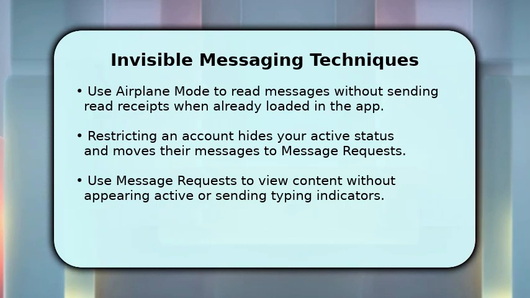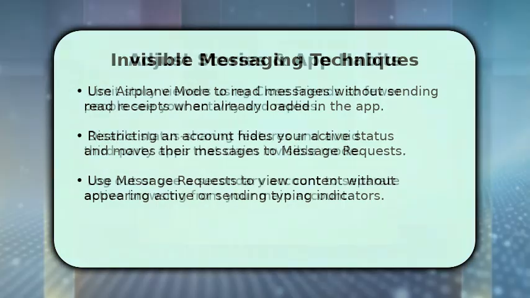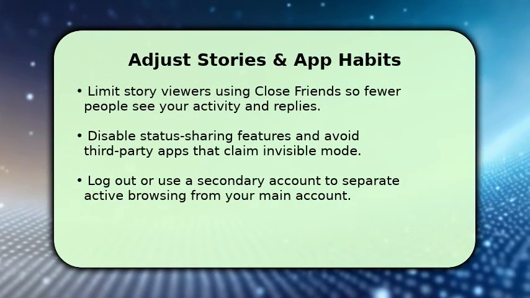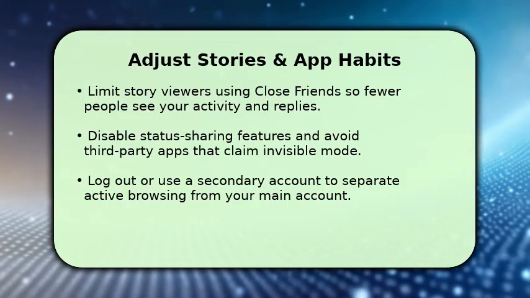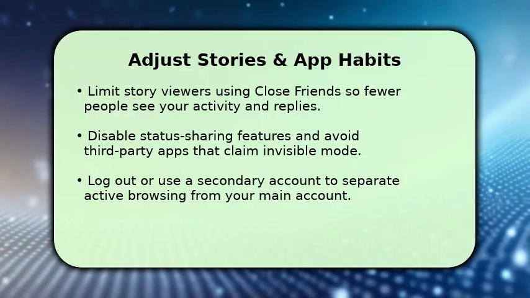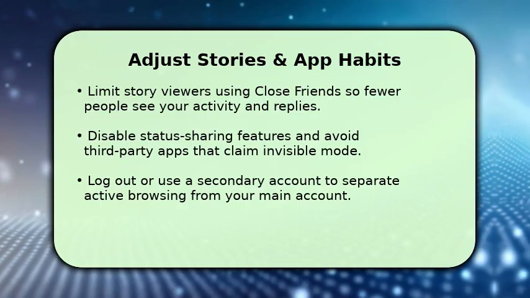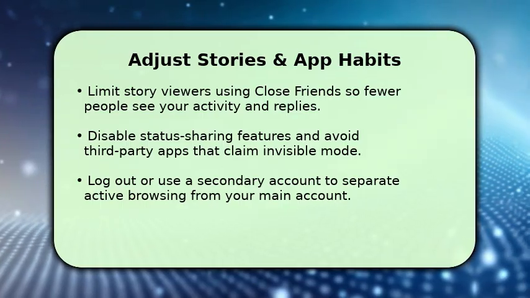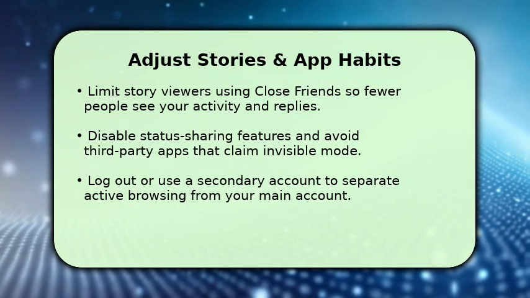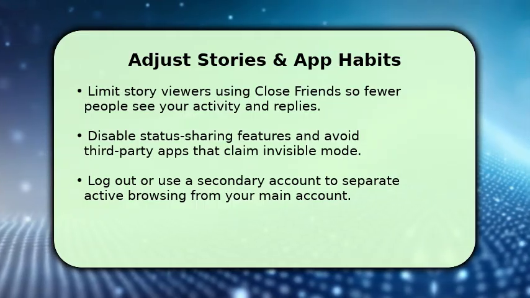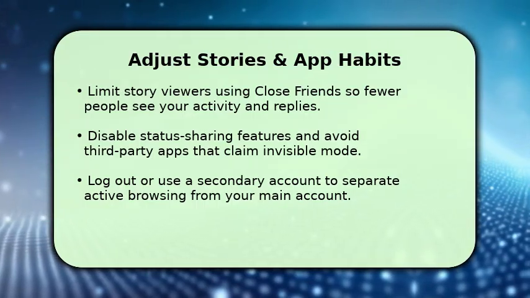Control story privacy by using close friends for selective visibility and by disabling save to archive if you want less traceable activity. Replies to stories can also reveal you saw content, so adjust who can reply in story settings. Avoid third-party apps promising invisible mode because they risk credentials and may trigger security flags.